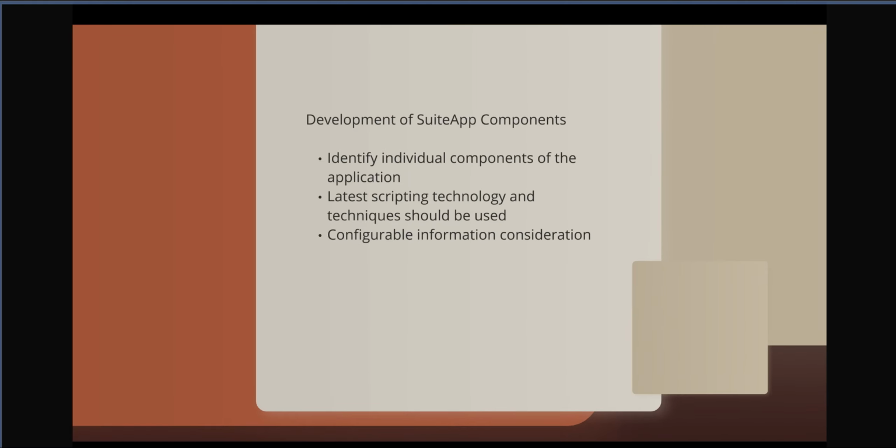Moving on, the next stage is development of Suite app components. Once we have the architecture in place, we can then move to the development phase. The first step in the development phase is that we'll need to identify and list down all the individual components of the app before starting to script. Each individual component has its own set of use cases and functionality that needs to be defined, and then we can start scripting to achieve the same.